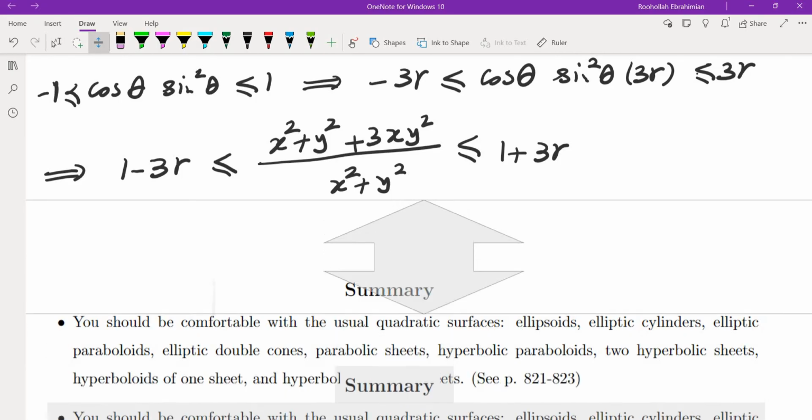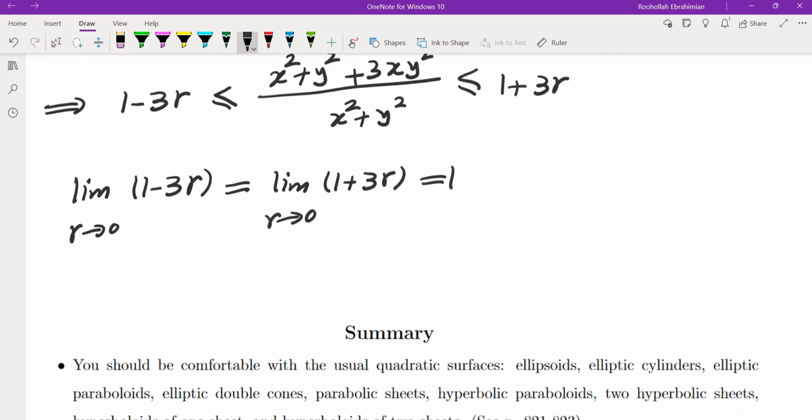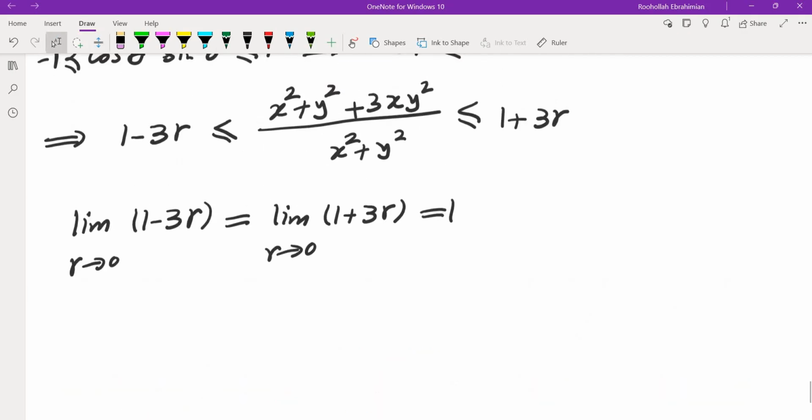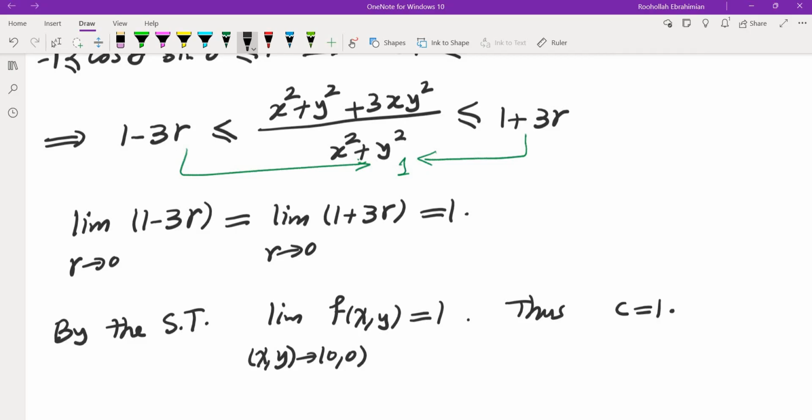Now, since (x, y) approaches the origin, 1 plus 3r and 1 minus 3r both approach 1, as r approaches 0. So by the squeeze theorem, since both of these two, this one and this one, approach 1, the middle one also approaches 1. So by the squeeze theorem, the limit of f of (x, y) is in fact 1 as (x, y) approaches the origin. So that tells us c must be 1.